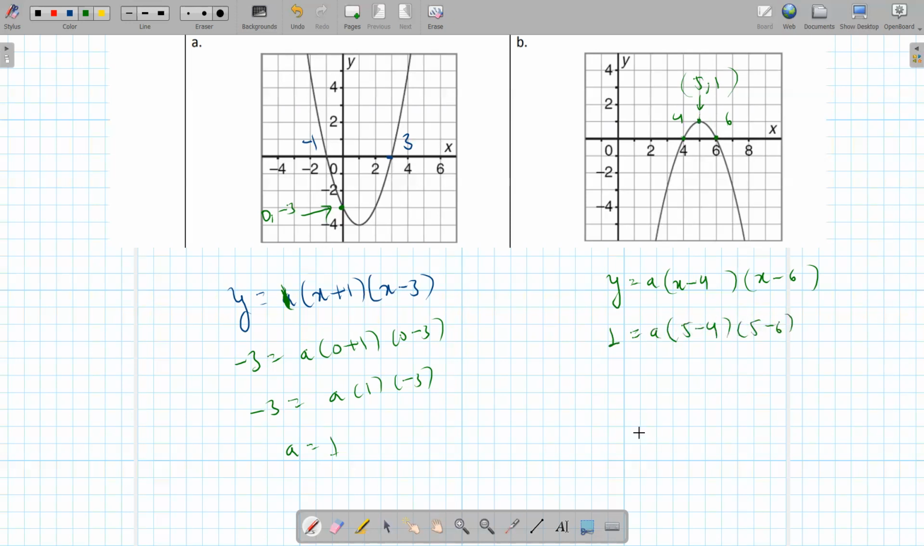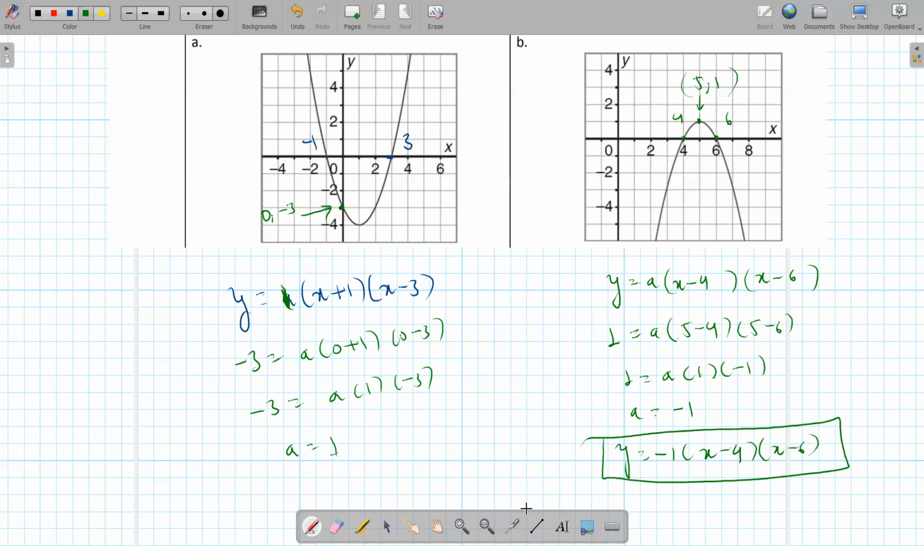So you get a times 1 times -1 equals 1. So what does this mean for a? It's -1. So therefore the equation of this one, and we know a should have been negative because it's upside down. There you go. That's the final answer for this. Okay.